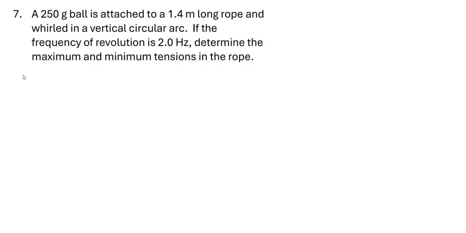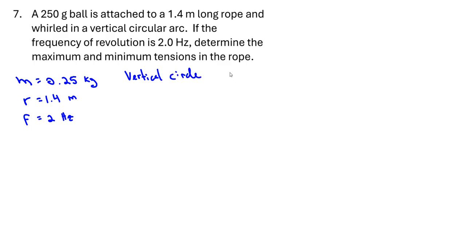Okay, first of all, let's just try and come up with the stuff we know and need to know. Mass, we're going to say it's a quarter kilogram. Our radius is going to be 1.4 meters. Our frequency is going to be 2 hertz. Okay, and we say this is a vertical circle. So that means we're going to have 2 forces that we're dealing with here. Those 2 forces, what are they? We got a force of gravity, always, and we have our force of tension.